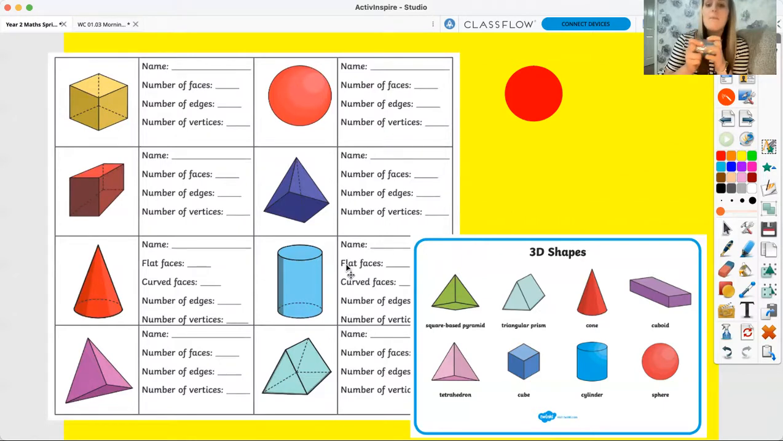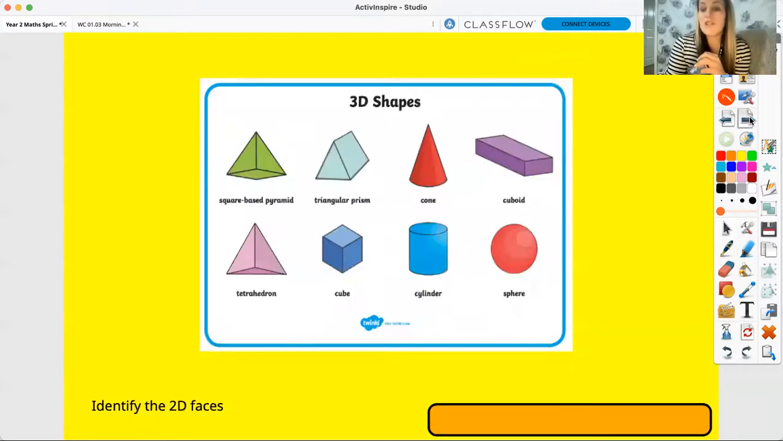And then how many vertices does it have? Do any of the edges meet? Well, if I've got 1 edge here and 1 edge at the other end, none of the edges meet. So this doesn't have any vertices. A cylinder doesn't have any vertices or corners. So that is your red job.